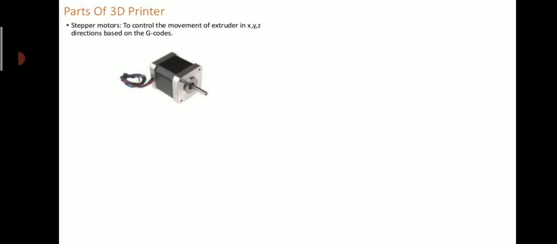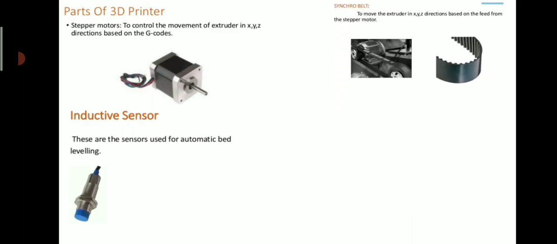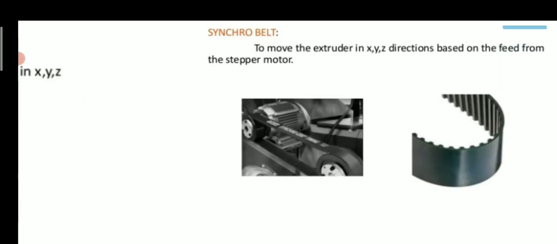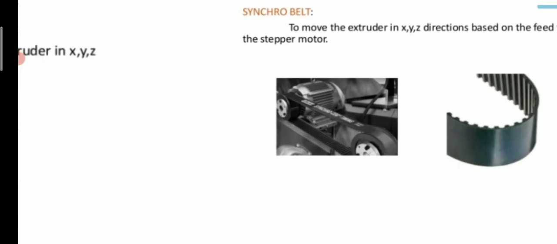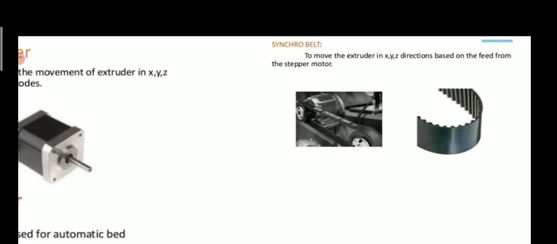What are the parts of a 3D printer? First part is a stepper motor, which is used to control the movement of the extruder in X, Y, Z direction based on the G codes. Second is the inductive sensor. These are the sensors used for automatic bed leveling. This is a picture of an inductive sensor. Next part is called a synchro belt, which is used to move the extruder in XYZ direction based on the feed from the stepper motor.